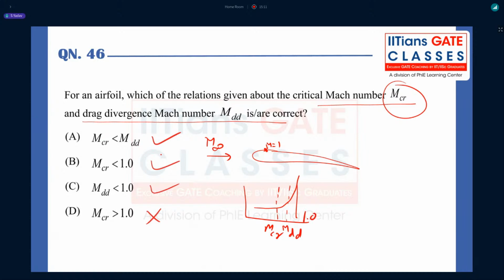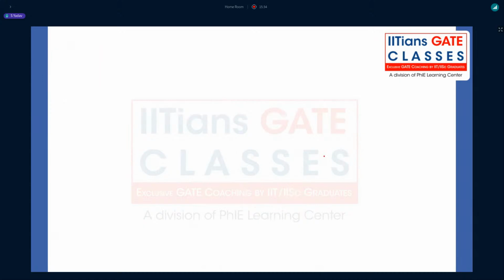Okay, so among this, if I have to choose, definitely drag divergence is always bigger than critical. M critical is less than 1. M drag divergence also is less than 1. M critical is not greater than 1. So you have A, B, C correct, and D is wrong. So A, B, and C should be your choice. Okay, so with this we have discussed all the questions.